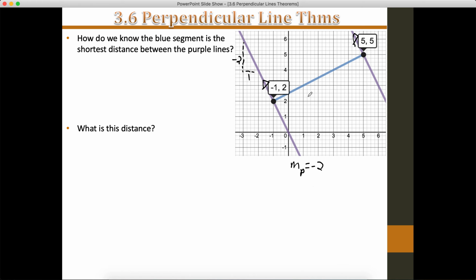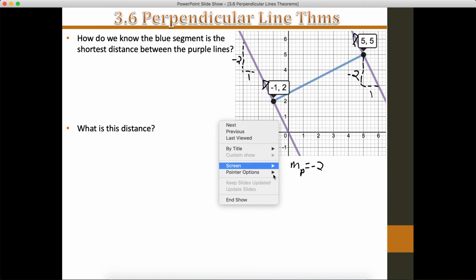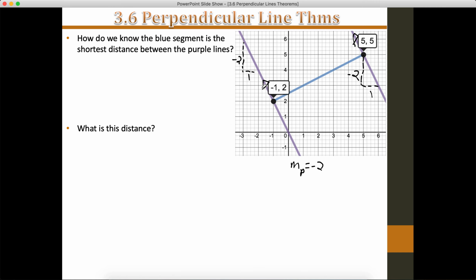Because if these lines weren't parallel, then by definition they're going to intersect somewhere, and if they intersect, then the distance between them is 0. So this whole distance between lines thing only really works if the lines are parallel to each other. But yes, this top purple line also has a slope of -2 as well. So then how do I check to see that this blue segment actually is perpendicular to it? Let me clear a lot of this out here. Sorry, I think I just gave it away.